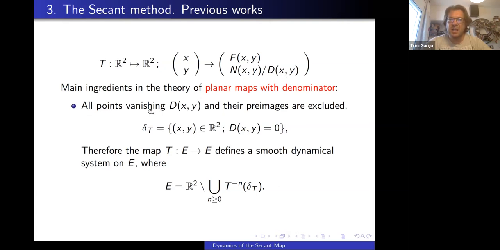So the first is the set Delta, the set where the denominator is 0. At those points, the first component has no problem, but the second one goes to infinity. In the first step, it's possible to exclude all of these points and only consider the dynamical system T acting on R2 minus the preimage of all of these. What happens is that for the secant map, we can extend the map to this set, or at least for most of the points of this set.